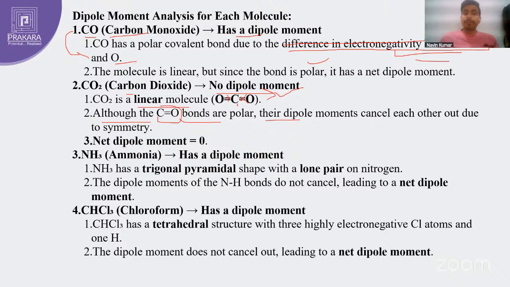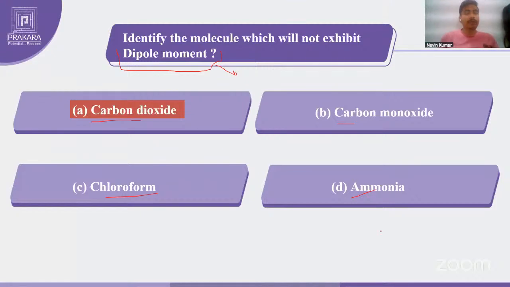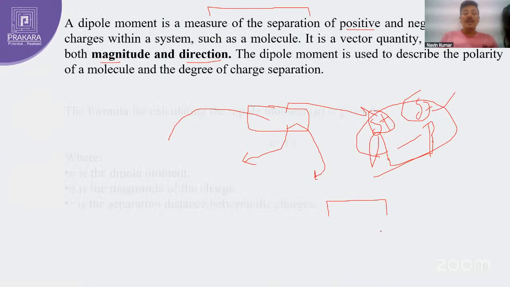And when we talk about ammonia, you will be able to identify there is a huge difference between the electronegativity of nitrogen and hydrogen. So this molecule will also have a dipole moment. While in case of chloroform, there is also some dipole moment. So the correct option of this given question will be carbon dioxide.